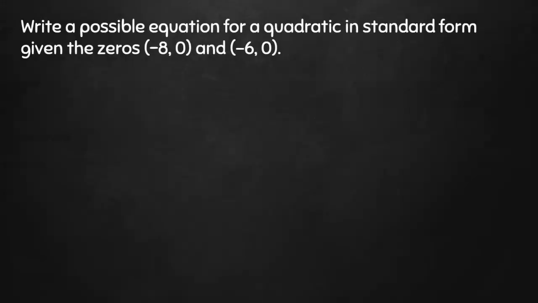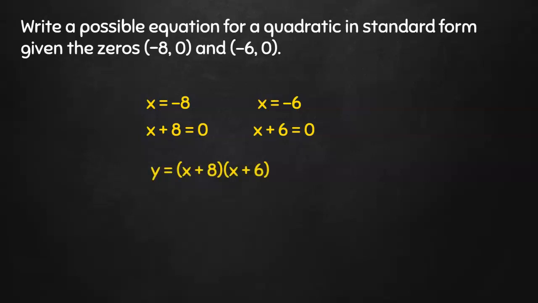Here are two other zeros, -8 and -6. The factors those zeros came from were x plus 8 and x plus 6. When I multiply my factors together and then combine my like terms, when I write my equation in standard form, I get x squared plus 14x plus 48.